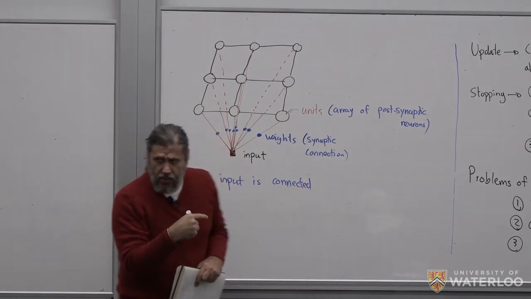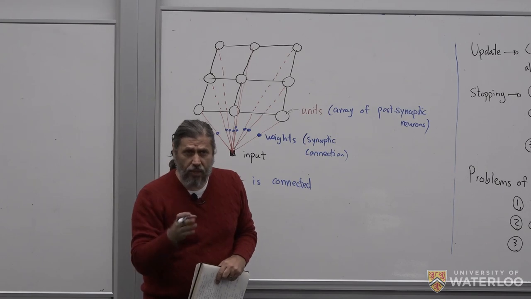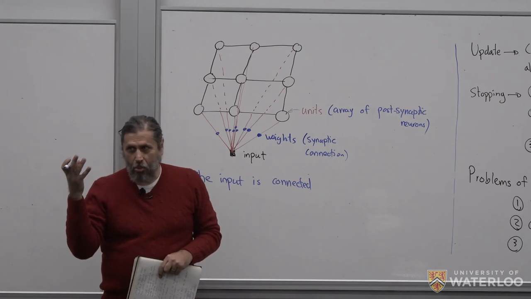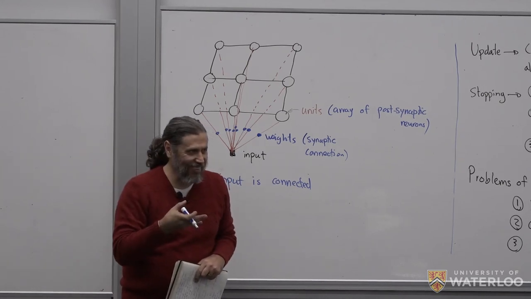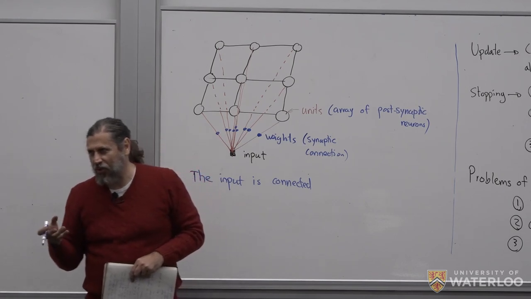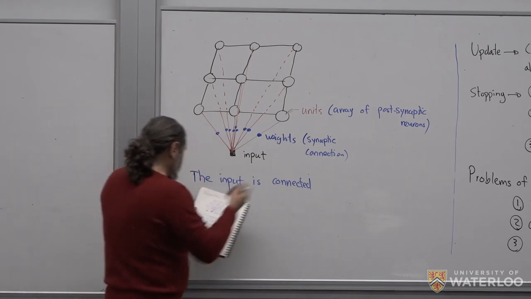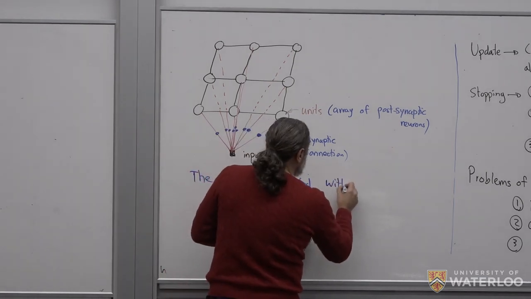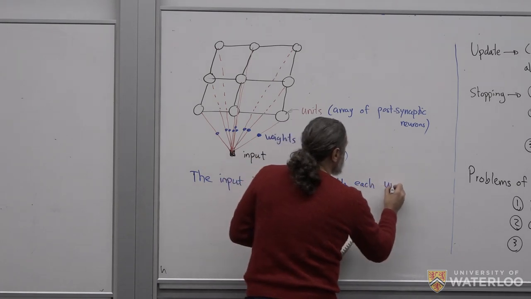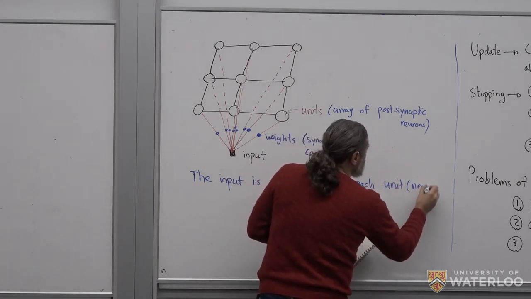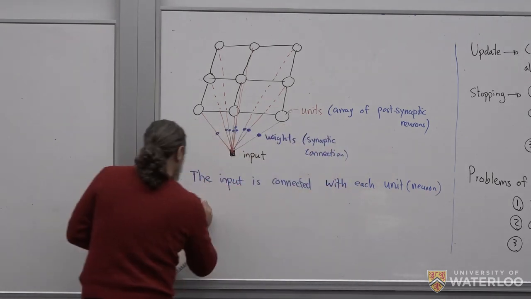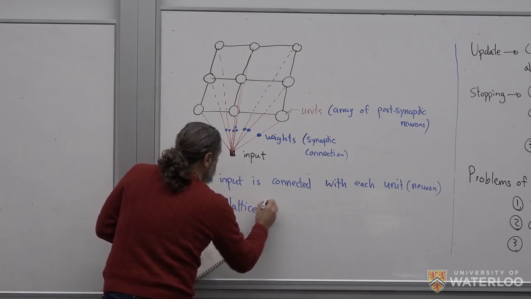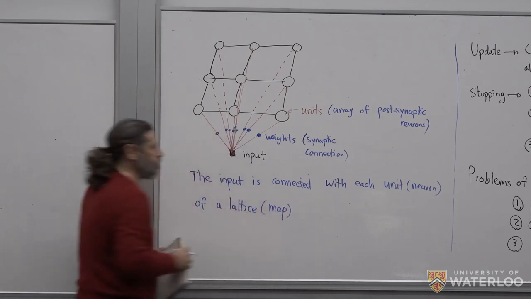It's good that we do this exercise because this was before we got backpropagation as a research community. But nobody called this a neural network. So therefore, I'm hesitant to use the terminology of neural network. But it is. So the input is connected with each unit, which we can call neuron, of a map of a lattice, make it mathematical, which we can also call a map.